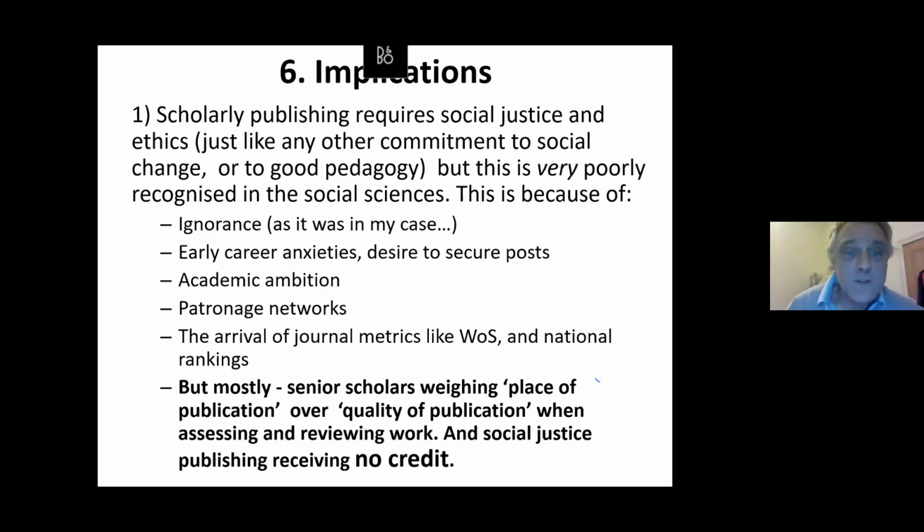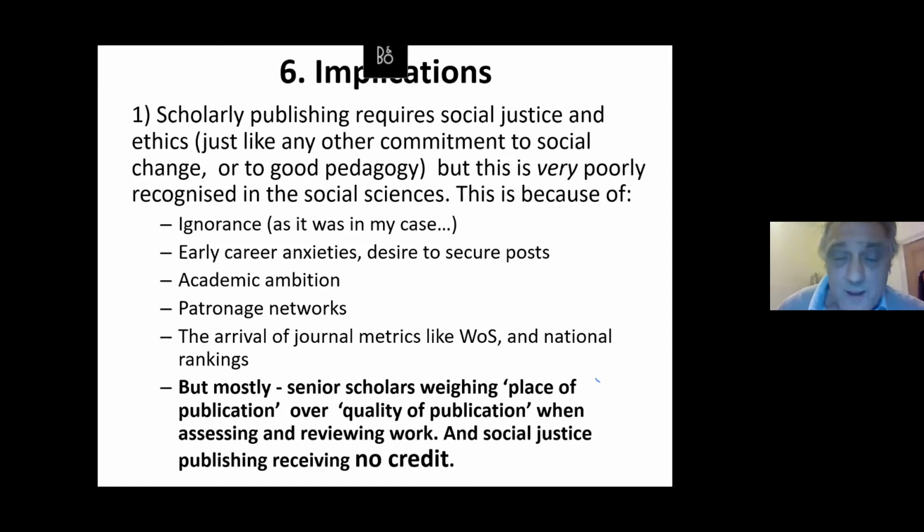So really, just to finish off, I think in scholarly publishing, the key point here is, yes, there are early career anxieties about publishing, and Franklin will talk more about this in a minute, and the desire to secure posts, and there's lots of also academic ambition. And sometimes this means that the sorts of journals I run are just simply not favoured.